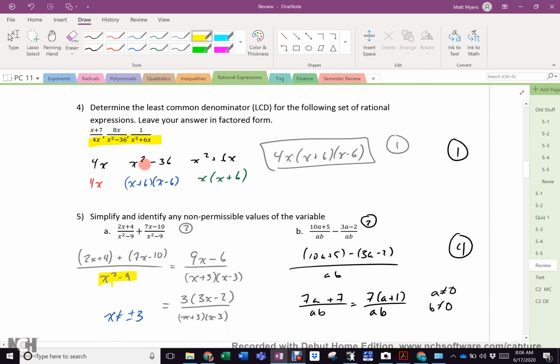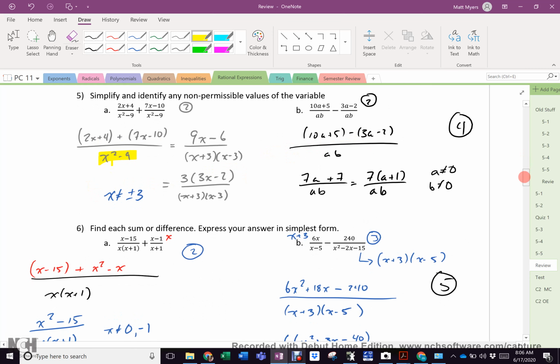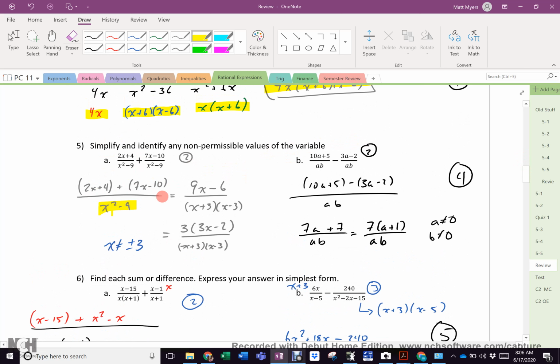Lowest common denominator, factor them all, and you see you need a 4x, you need x plus 6, x minus 6, and you need an x and an x plus 6. So that guy already had the 4 and the x, so he needed the x plus 6, x minus 6. That guy needed the 4 and the x minus 6, so there is our common denominator. Add these up, get a common denominator. You have a common denominator already. Remember, you should factor all the time, so don't leave it like that. There's your 2 there because you already had a common denominator.